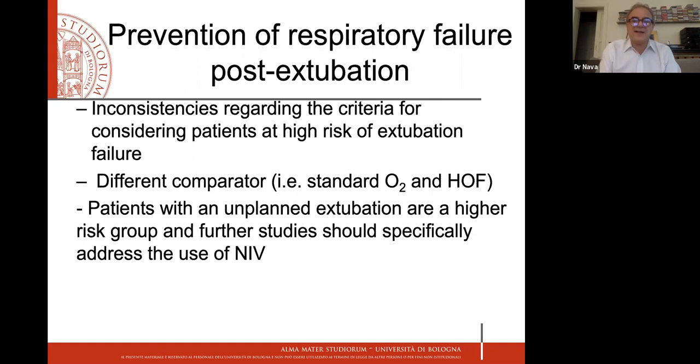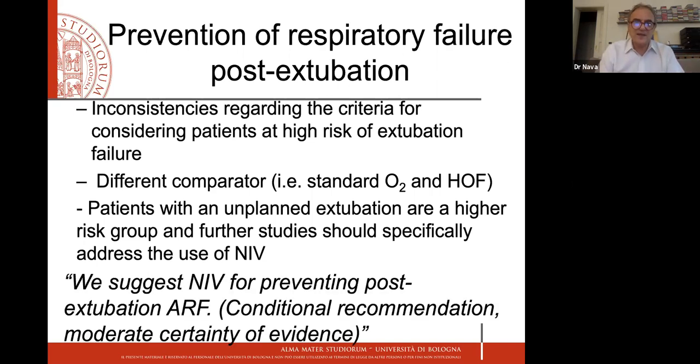Patients with an unplanned extubation are a higher risk group, and further studies for sure should be specifically addressed to the use of NIV in this specific subset of patients. However, coming back to prevention of respiratory failure in the post-extubation period, once more, we suggest, but not recommend, the use of NIV.